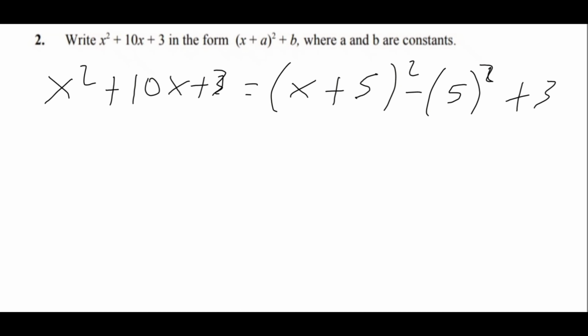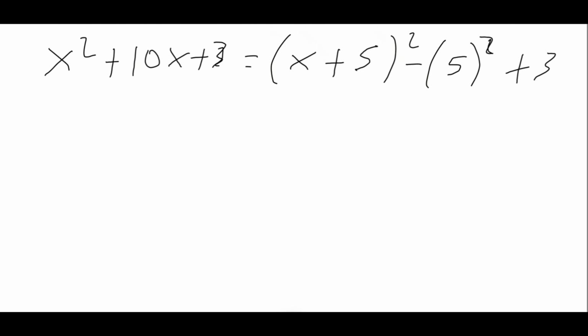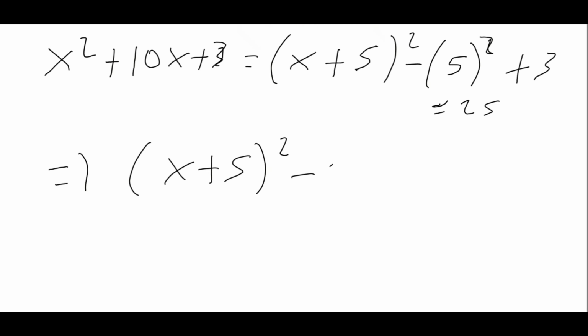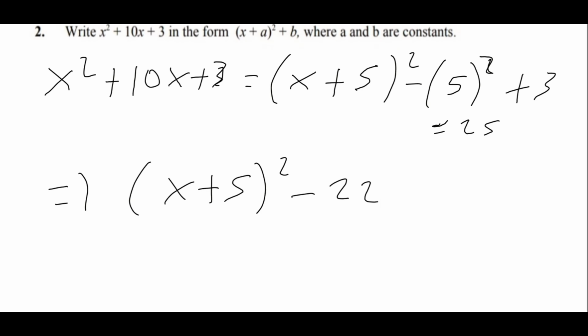And from here, we simplify this. Minus 5² is minus 25, plus 3 will give us minus 22. So the final form is (x + 5)² − 22. And our a in this case will be 5, and our b will be −22.